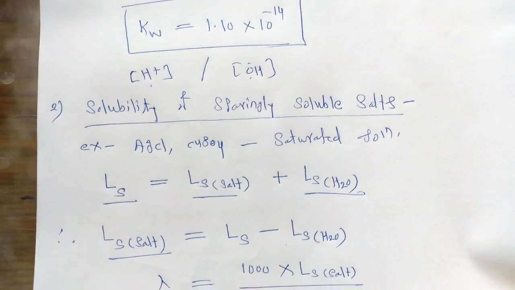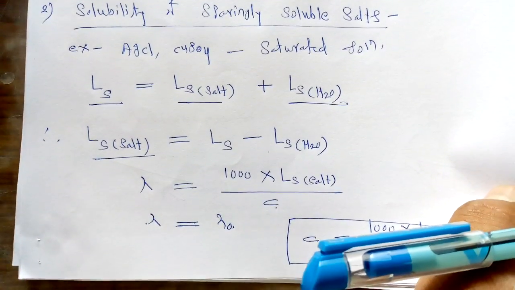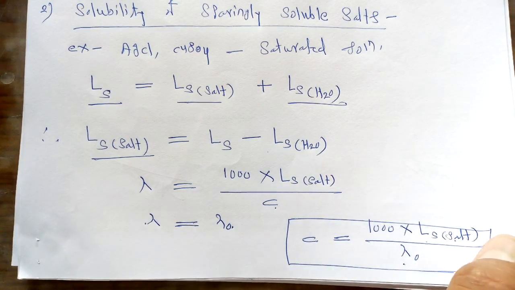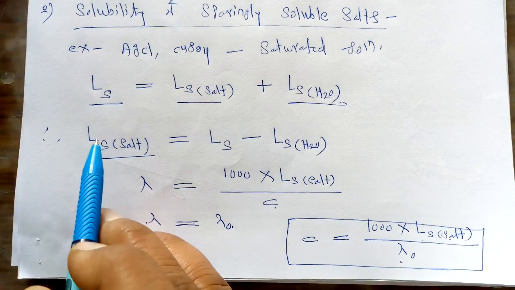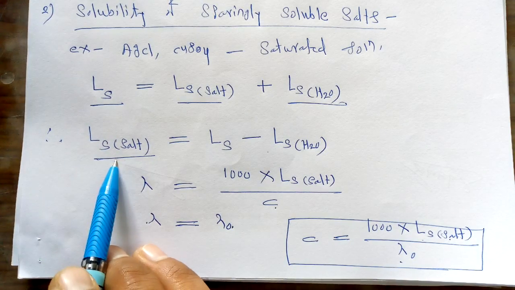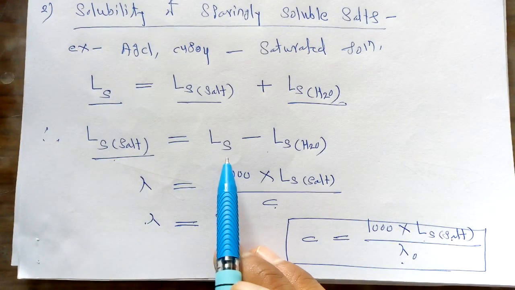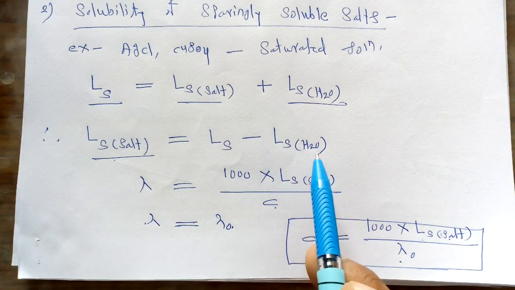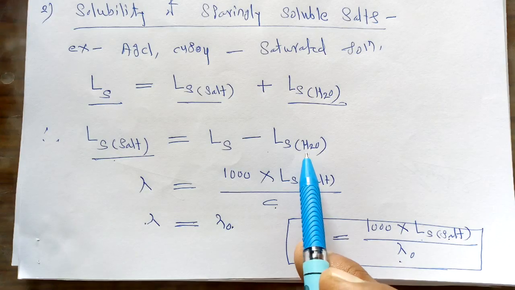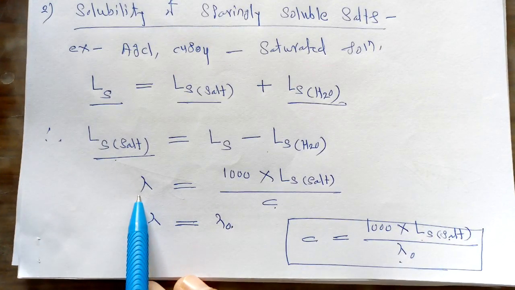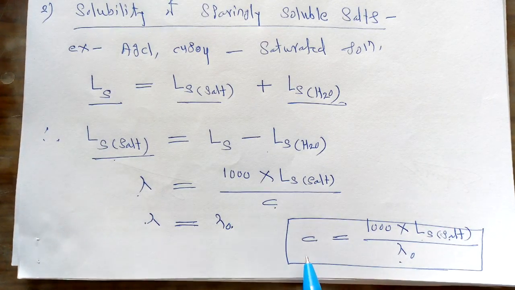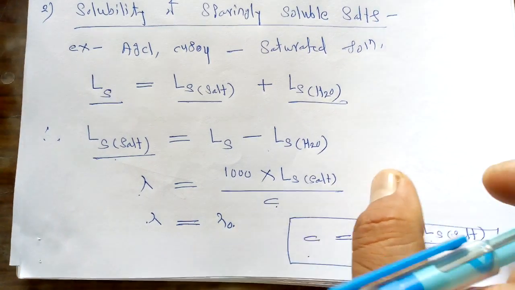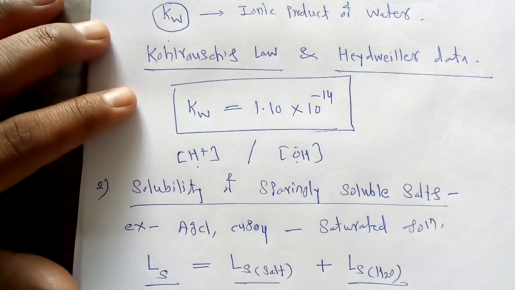Now from this second important application, there are two important things that we may calculate. The specific conductance of a salt with the help of specific conductance of the solution as well as the specific conductance of the water. Then from this we may calculate its lambda also, and finally we may calculate the concentration of the sparingly soluble salt also. So this is the second important application of conductance measurement. After that, the third important application of this conductance measurement we have to study now.